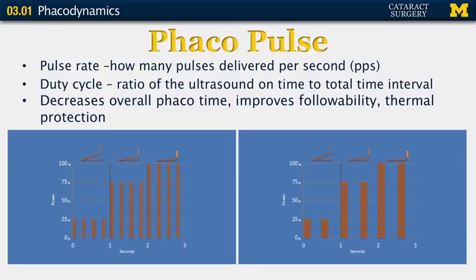In the right graph, we have a slower pulse rate. So there's less pulses applied per second. This would be preset by the surgeon. But we can still see that applying the foot pedal or depressing it into position 3 all the way down still increases the power applied up to the preset maximum, in this case 100%.